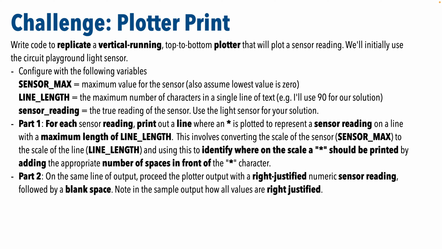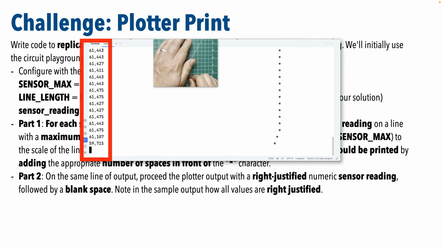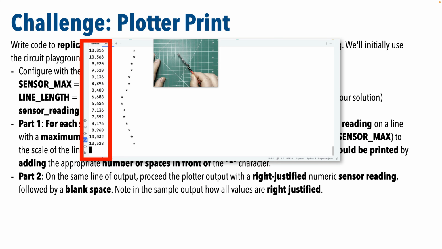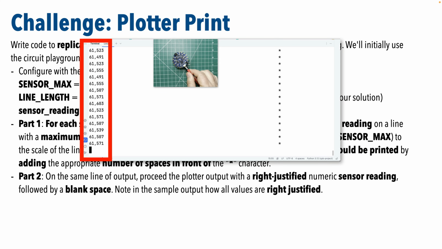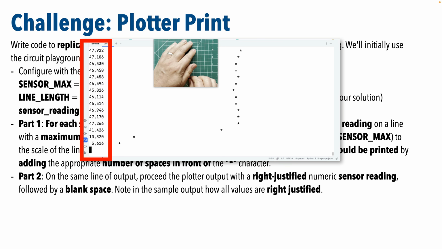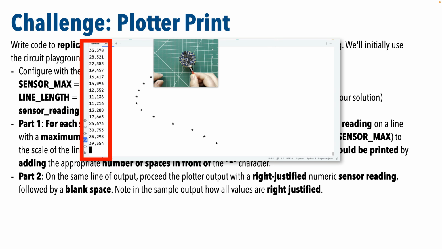So far this is pretty much what we've demonstrated, but for part 2, on the same line as the plot, I want you to precede the plotter output with a right justified numeric sensor reading and use the format specifier so that a comma value is included there for easy reading of the number. Now note in the sample output how values are at the far left, but they're right justified with a comma in them. That's what your output should look like. So think about how many characters you need on the left-hand side, and this is going to influence how many characters you have left to print your line without going over line length.